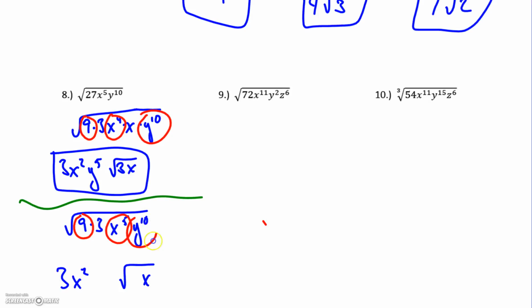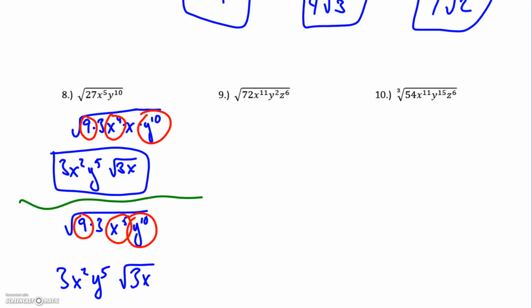And then I get to do the same thing with this guy. When I divide 10 by 2, it gives me a 5 with a remainder of 0, so I have no y values left under the square root. And then, of course, that 3 that was in there is still trapped. So I get the same answer either way. So whichever approach works best for you, that's the one you want to go with.